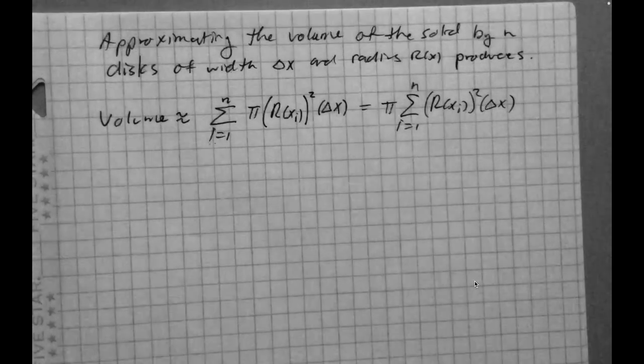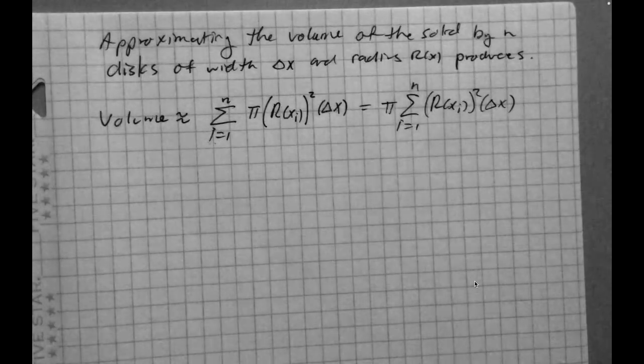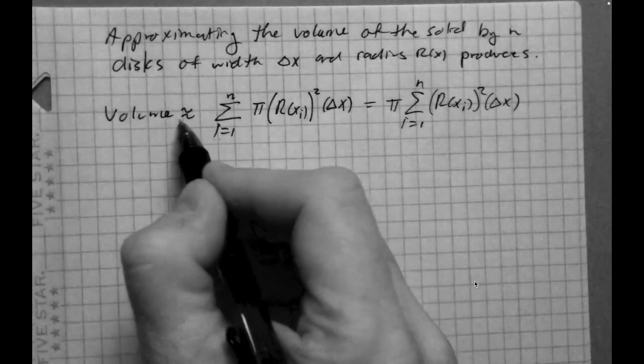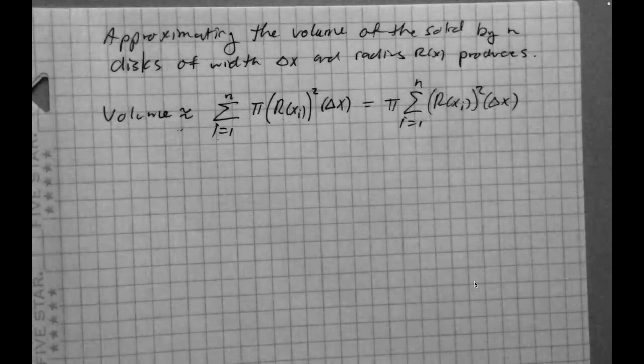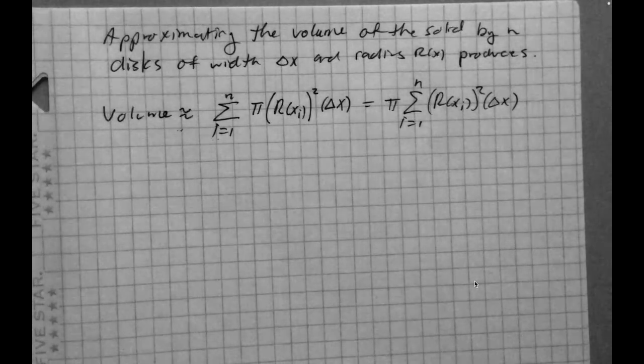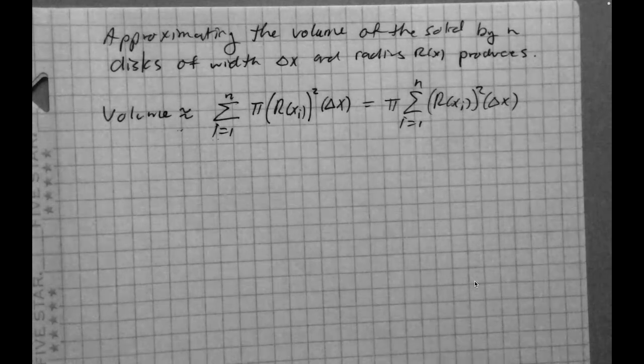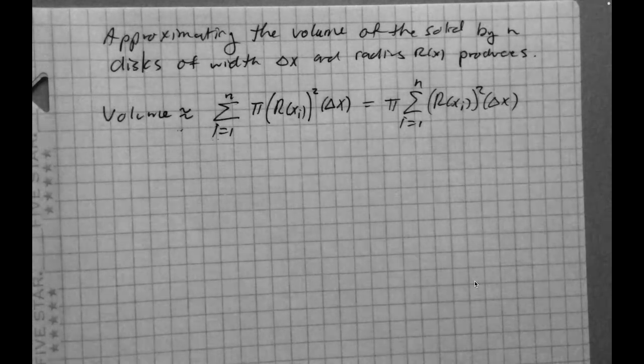Okay, we'll write it like that. Now, this approximation, of course, this is an approximation. Note, this approximation will become increasingly accurate as the norm of the partition decreases. So as the number of representative disks increases, the accuracy of the volume calculation will increase as well.